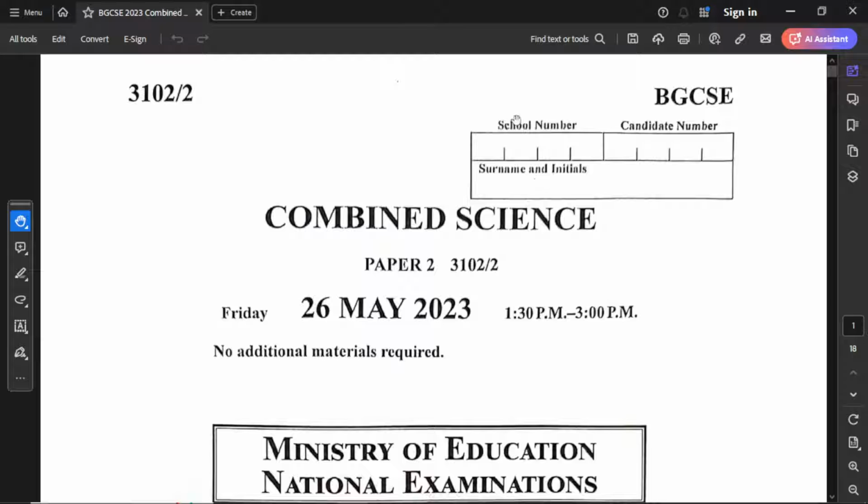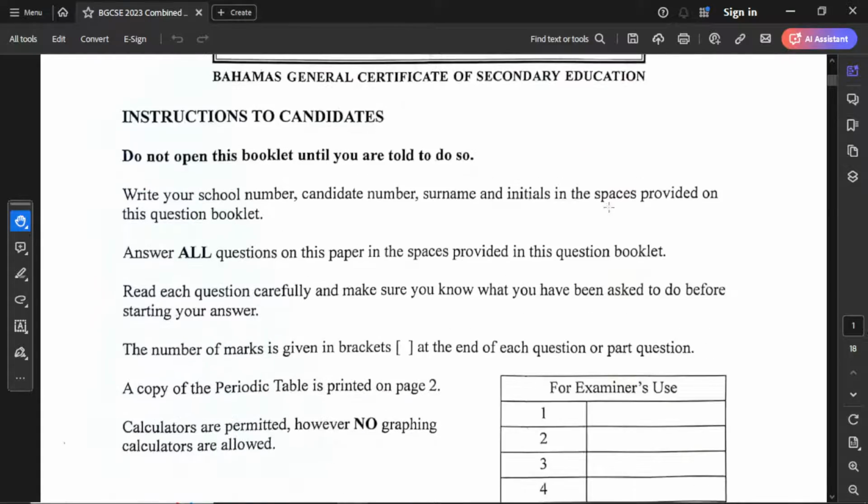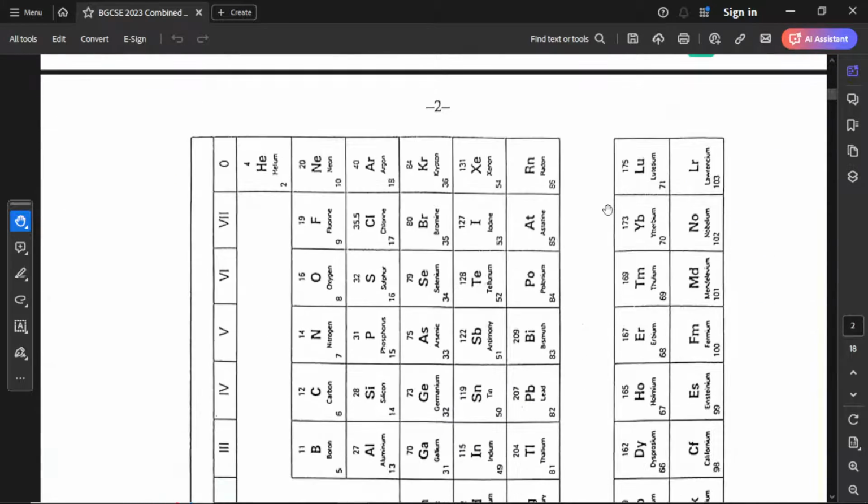Please remember, before you start the examination, write your school number, your candidate number, your surname, and initials. Also, please read through the instructions carefully. And if you have any questions or queries, please clarify them with the examiner before you begin the examination. Also, under normal circumstances, they will provide you with a periodic table, which is great.